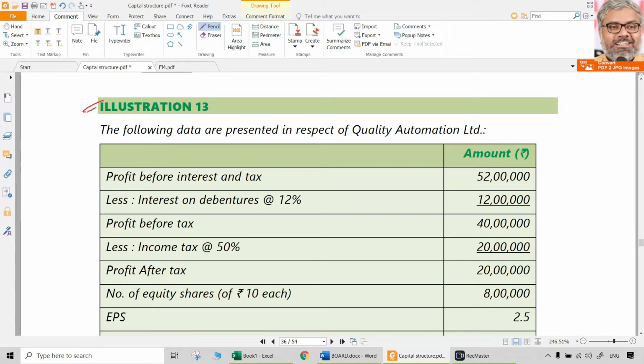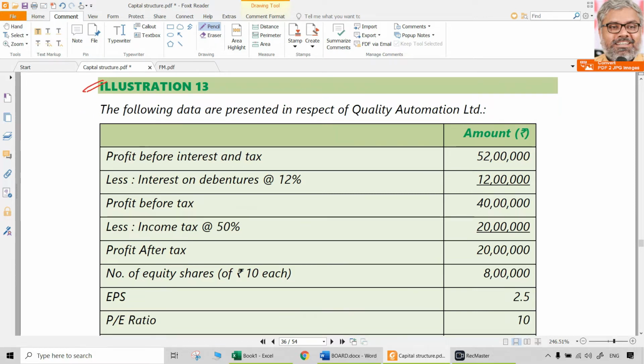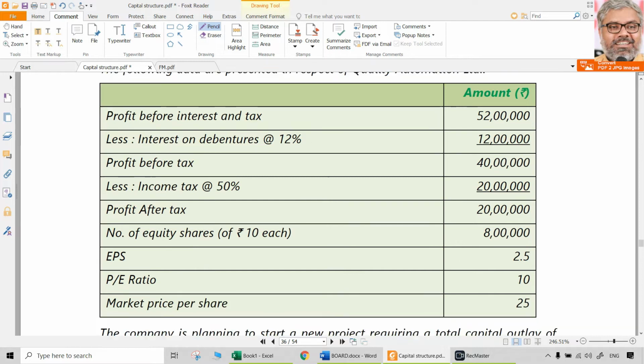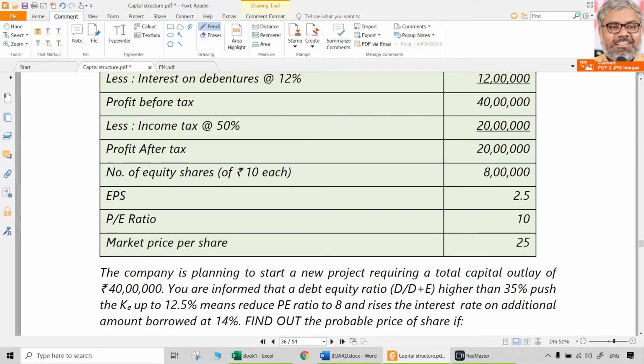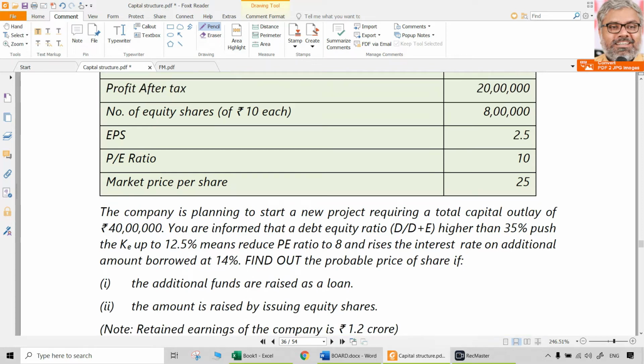Now, look at illustration 13. The following data are presented in respect of Quality Automation Limited. Profit before interest and tax, 52 lakhs. Interest on debentures is 12 lakhs. Profit before tax is 40 lakhs naturally. And income tax is given as 50%. Profit after tax, number of equity shares, EPS, PE ratio 10. So market price will be EPS multiplied with PE ratio, that is 25. So everything is given already.